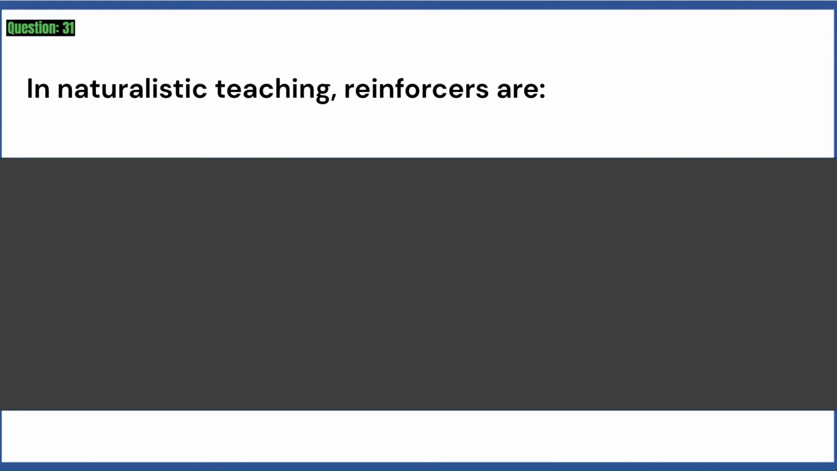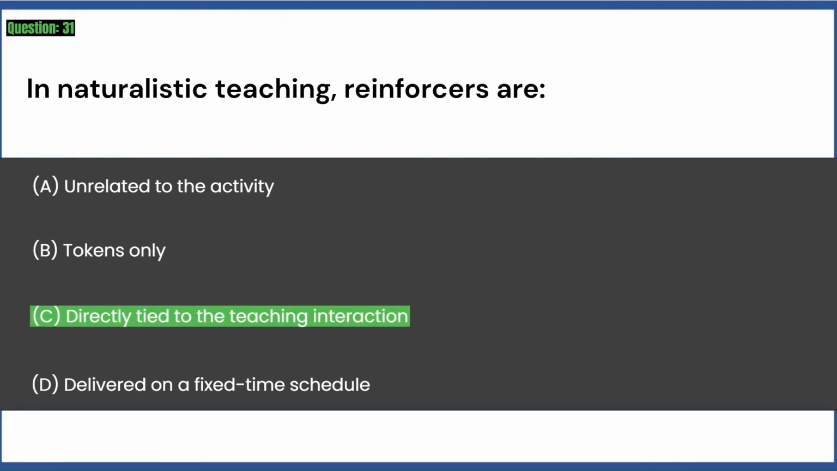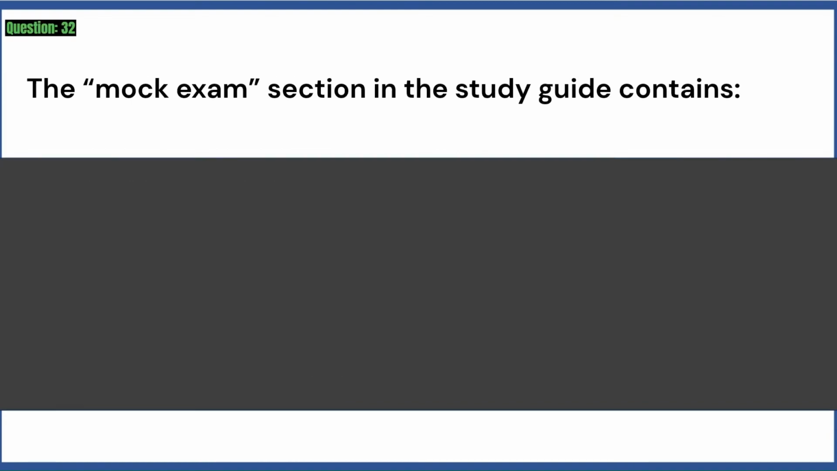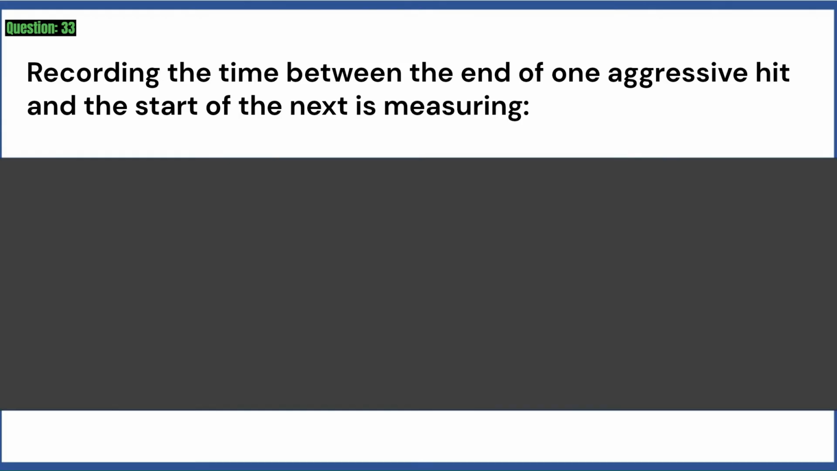In naturalistic teaching, reinforcers are A. Unrelated to the activity. B. Tokens only. C. Directly tied to the teaching interaction. D. Delivered on a fixed time schedule. Answer C. Directly tied to the teaching interaction. The mock exam section in the study guide contains A. 10 questions. B. 40 questions. C. 75 questions. D. 100 questions. Answer C. 75 questions.